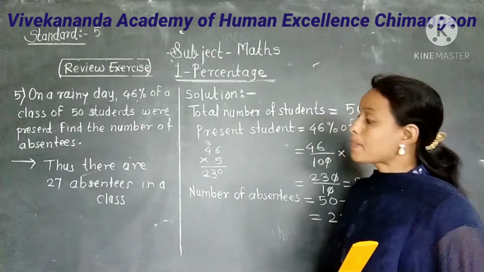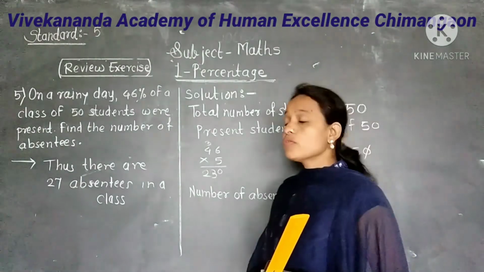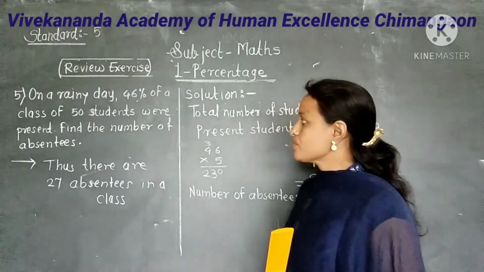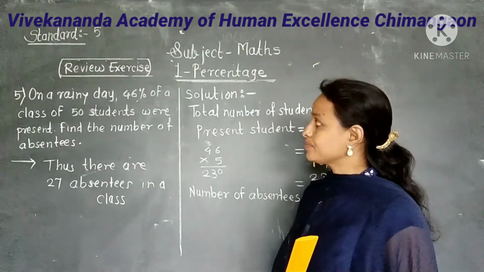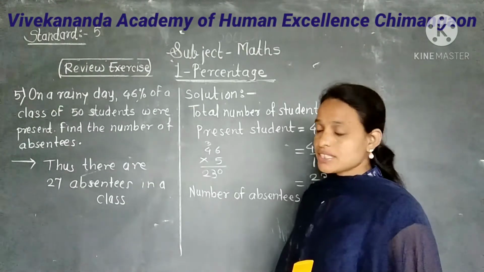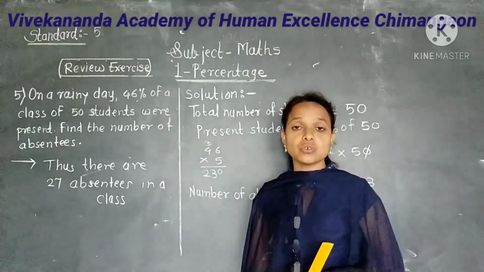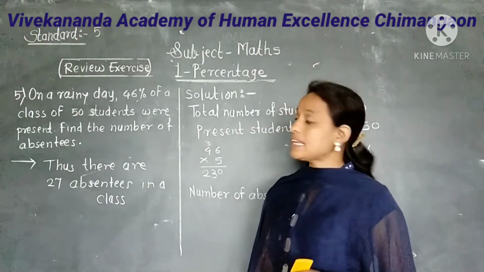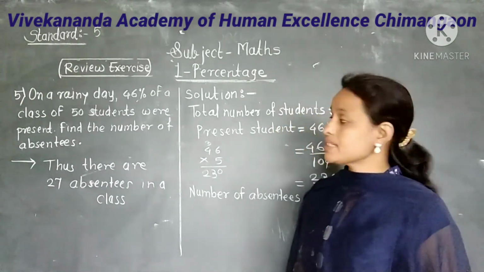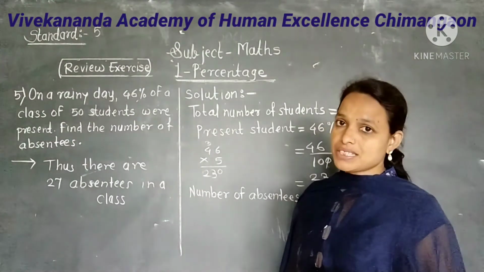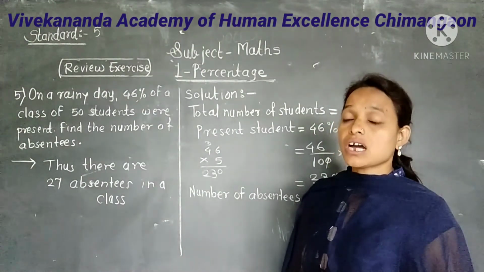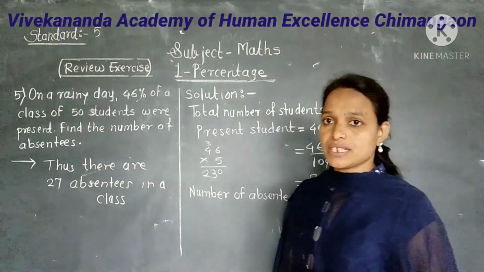Fifth example: on a rainy day, 46% of a class of 50 students were present. Find the number of absentees. See student, in this word problem, the total number of students in a class is 50. From that, 46% students are present due to rain. So we have to find out how many students are absent.